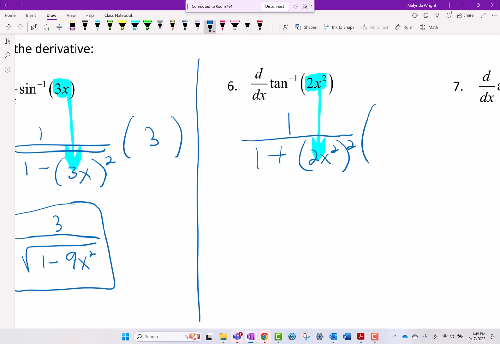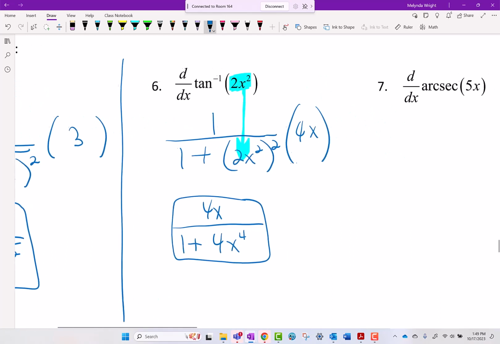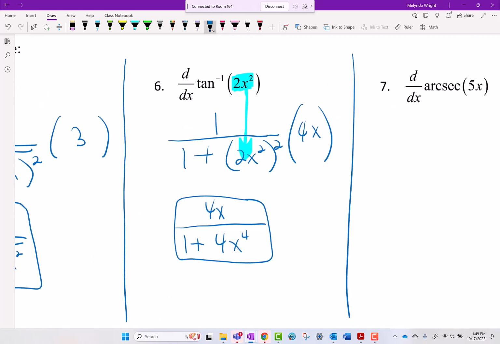And what is the derivative of 2x squared? 4x. Okay, the calculus is done. Now we've just got to pretty it up with algebra. Okay, so I'm going to put the 4x up there in the numerator. I got 1 plus. What is 2x squared going to turn into? Very nice, 4x to the fourth. And we're done. Okay, wasn't the pre-cal part harder than the calculus part? It was, right? That pre-cal part was a lot harder than this. All you got to do is memorize the templates.